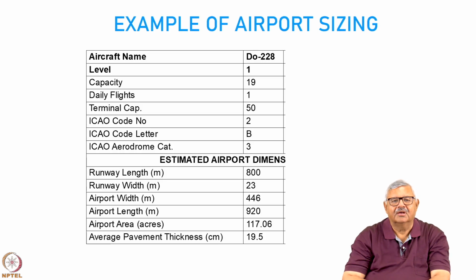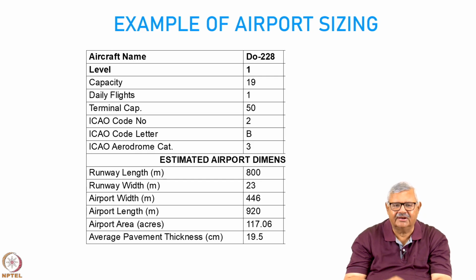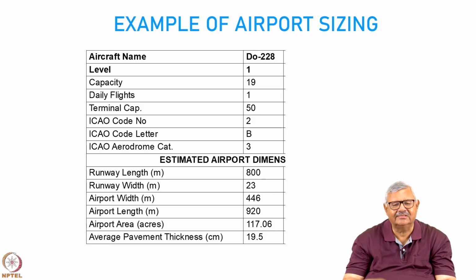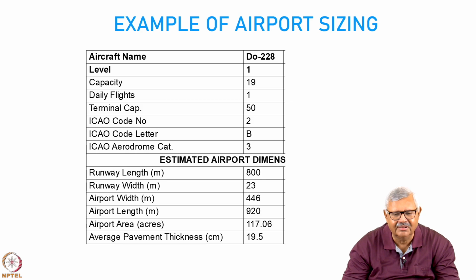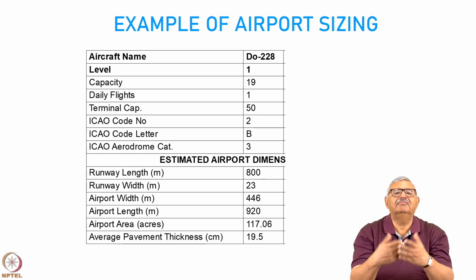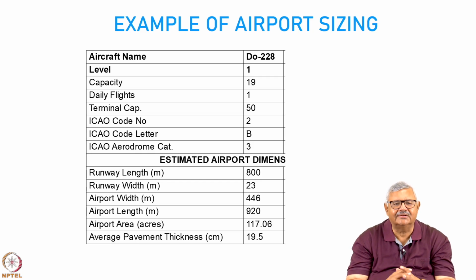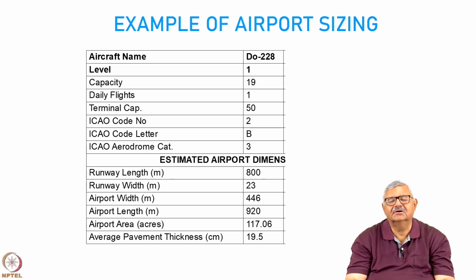Okay. Now we assume that the Dornier 228 aircraft is going to manage with a level 1 airport, because there are 19 passengers, there is only 1 flight per day. So the building can accommodate maybe 50 people max, including the staff, including people who are coming to receive them. 19 people will come, 19 people will go, and there are a few other people who are required. So the ICAO code number is 2 and letter is 3, and the aerodrome category for fire and rescue is 3, right. This is utilized for the sizing of the fire and rescue services.